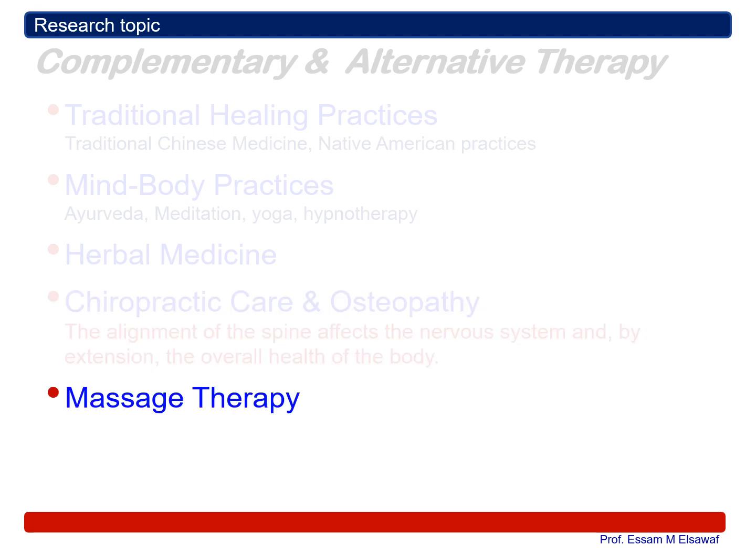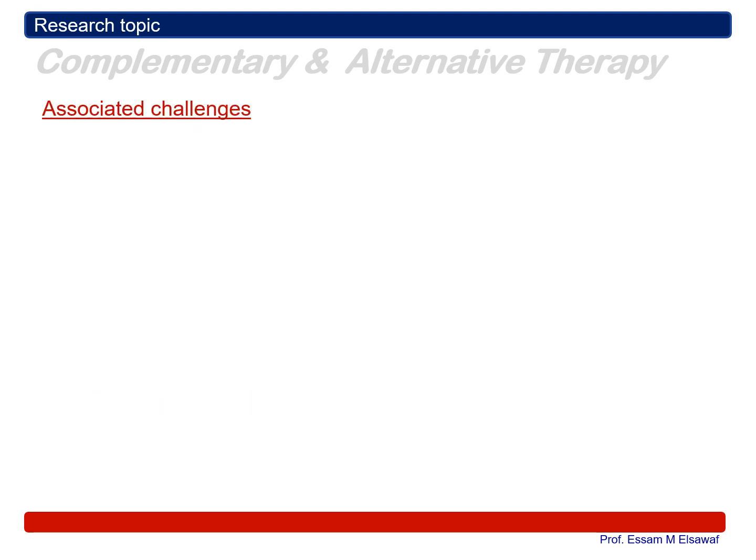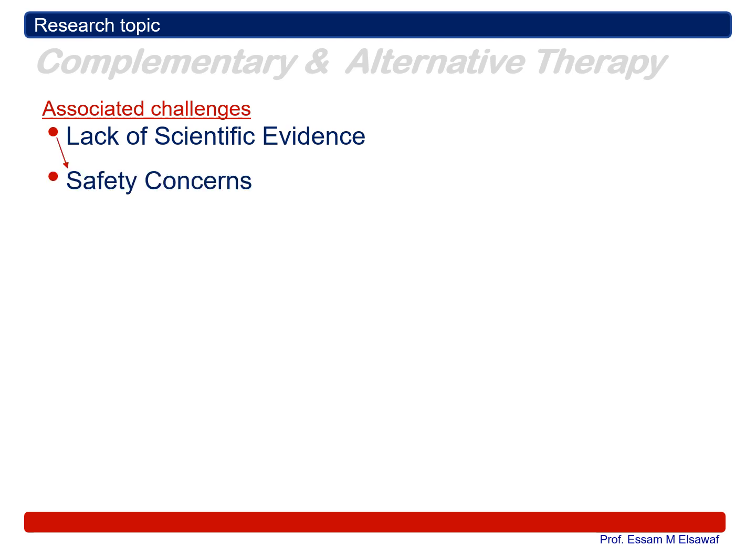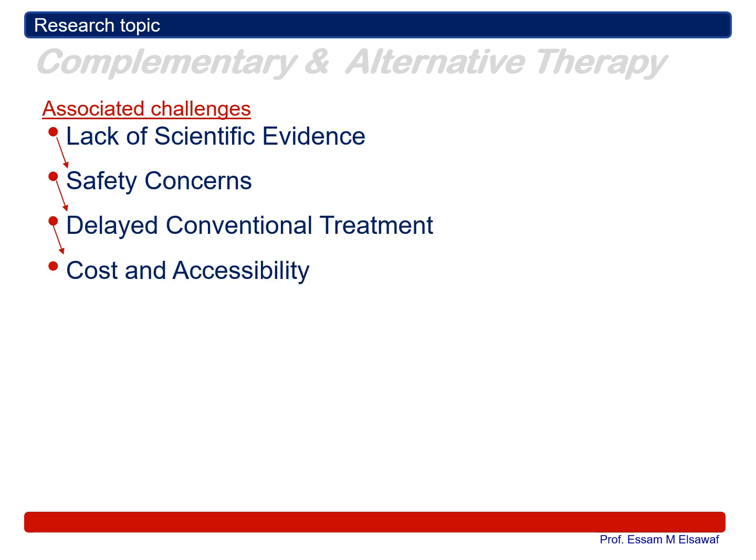Associated challenges with complementary and alternative therapy: lack of scientific evidence. This is the first and most important point, which consequently leads to safety concerns. Accordingly, delayed conventional treatment. As a consequence, cost and accessibility. Accordingly, overuse or dependence. I told you before that a lot of patients now are depending on hijama for treating any disease. And here, no comment.